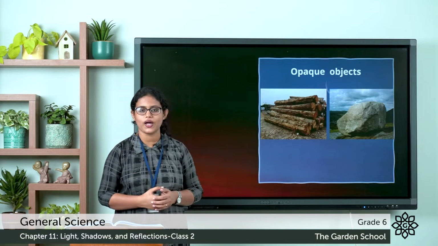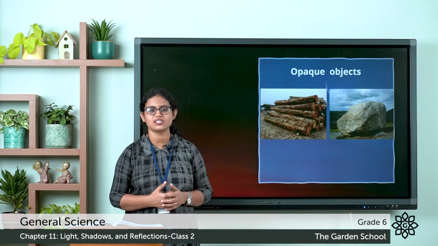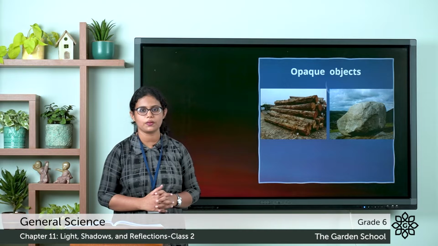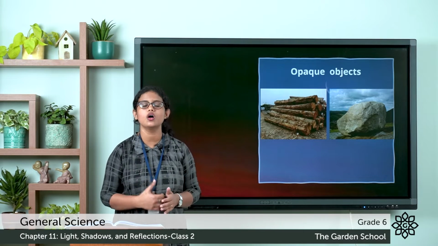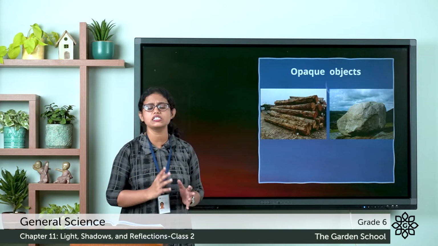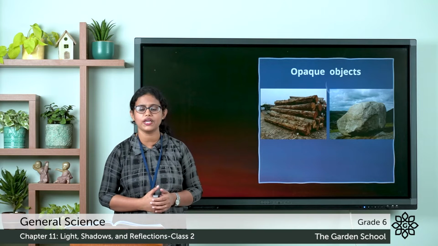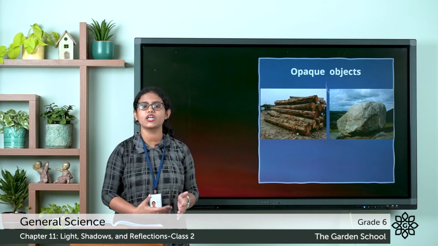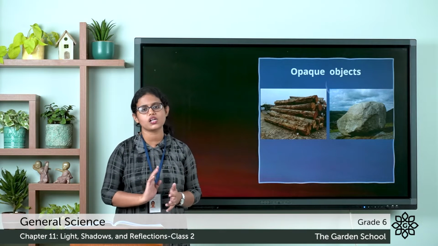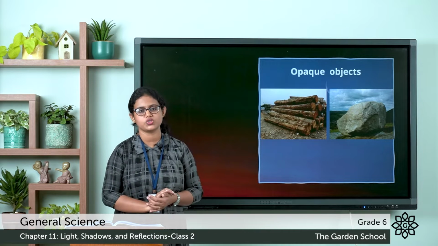Moving on to the next one, that is opaque objects. What are opaque objects? The objects that do not allow light to pass through them. We cannot see through an opaque object. For example, wood and stone are examples of opaque objects. Why are these objects called opaque objects? Because we cannot see through them and they do not allow light to pass through them.